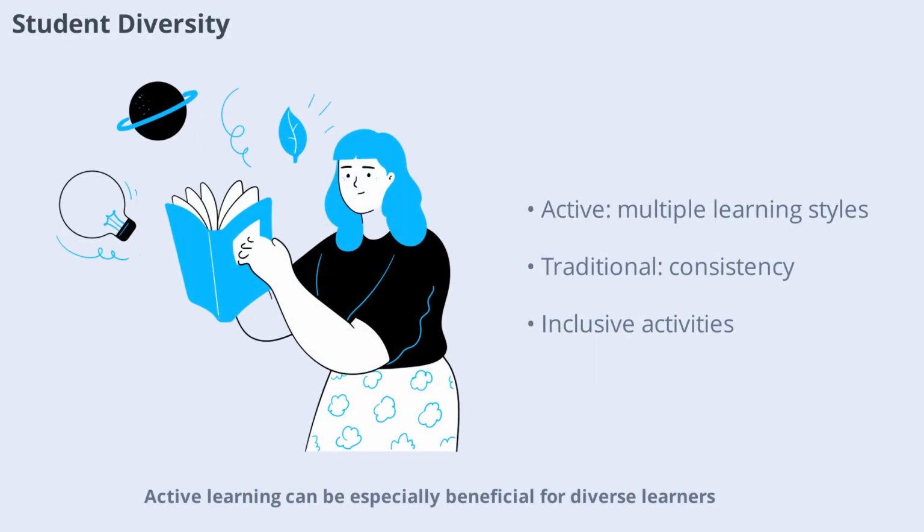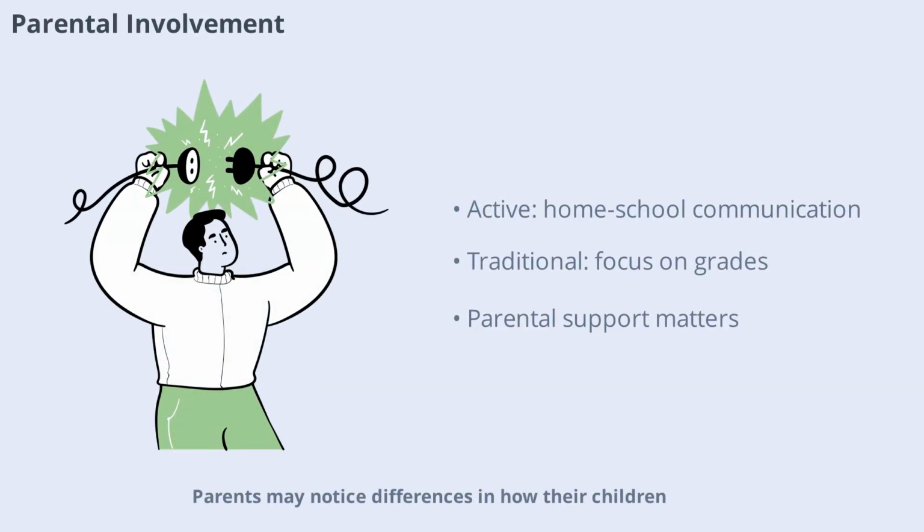Active learning can be especially beneficial for diverse learners, as it allows for multiple ways to engage with content. Visual, auditory, and kinesthetic learners can all find activities that suit their strengths. Traditional learning may not always accommodate different learning styles as effectively, but it can provide consistency and predictability that some students prefer.